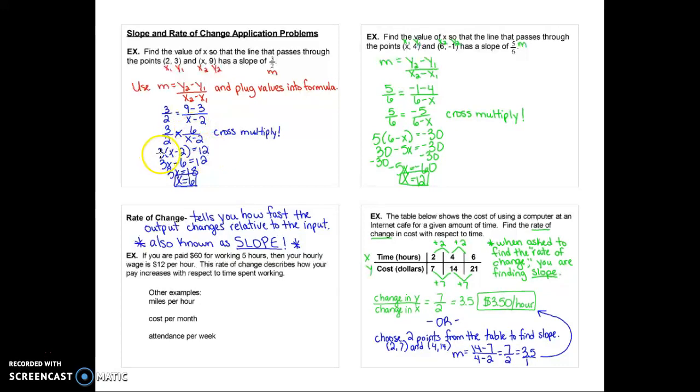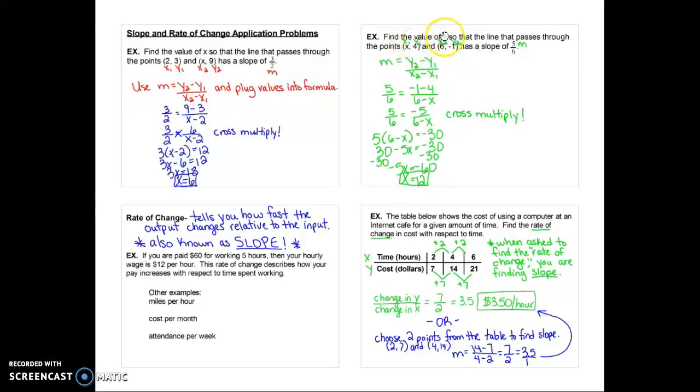Okay, now because this 3 is being multiplied by the entire x minus 2, you need to distribute that in. So you get 3x minus 6 equals 12. Now it's just a two-step equation. 3x equals 18. Your final answer is that x equals 6. Okay, so it's just working backwards with slope where you know the slope and you're missing one of your x or your y values. This next example goes through the same process.